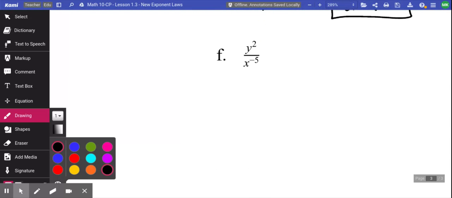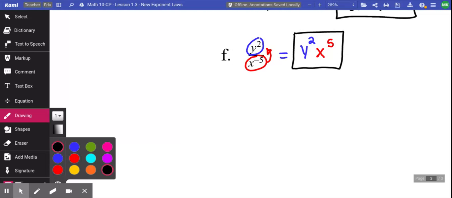F. Only negative powers move. The y squared is a positive exponent. It should not move. So it'll still be on the top. The x to the negative 5 is a negative power. It needs to move to become x to the power of positive 5. If you put divided by 1, that's fine, right?